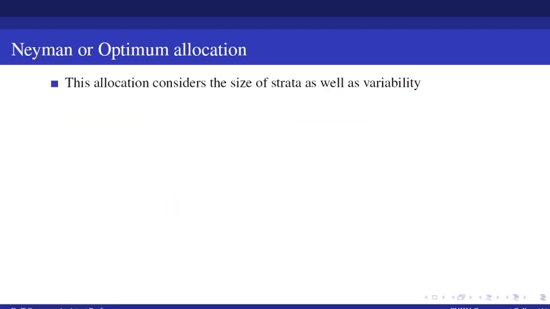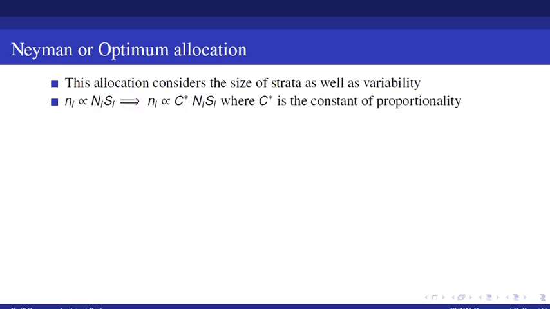Next one is Neyman or optimum allocation. This allocation considers the size of strata as well as variability. Here, the sample size is proportional to Ni into Si. We consider variability also. ni is proportional to C star into Ni Si, where C star is the constant of proportionality.